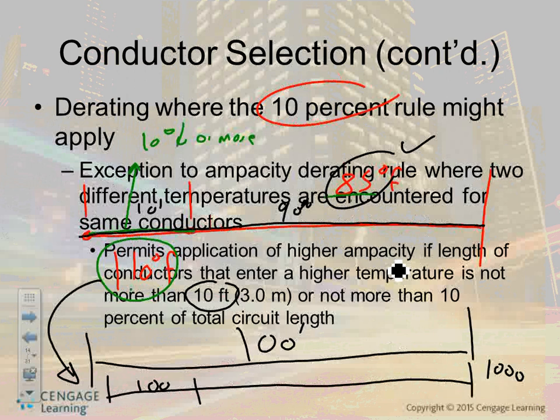So, am I making sense? First you take 10% of the 1,000, which gives you 100. Then ask yourself, is this 100 10 feet or less? Because there's another rule. That section cannot be more than 10 feet. Is it 10 feet or less? No. If it's no, then which temperature do you have to use? 110.